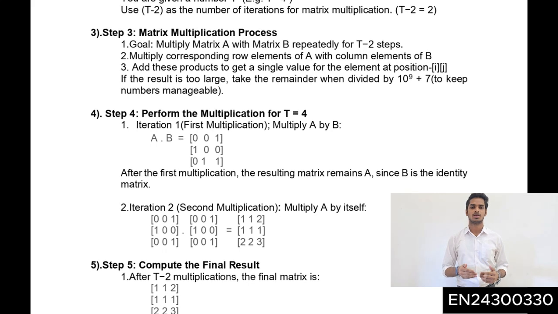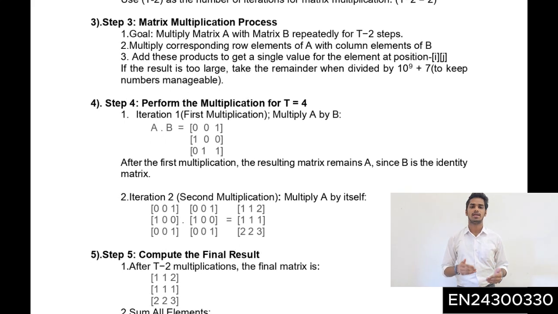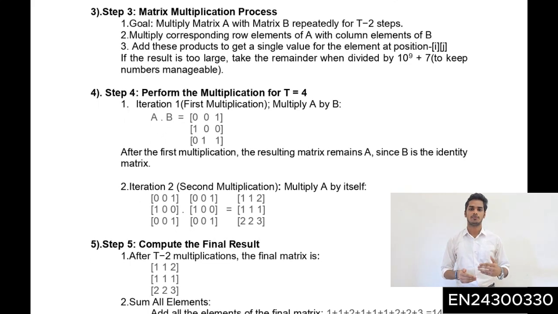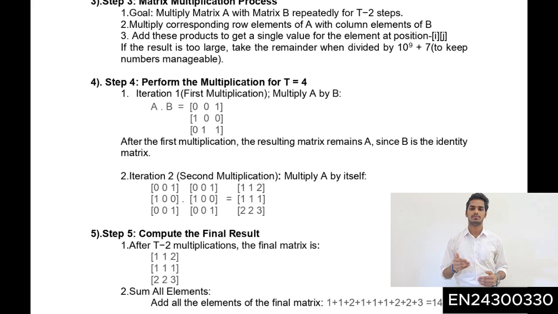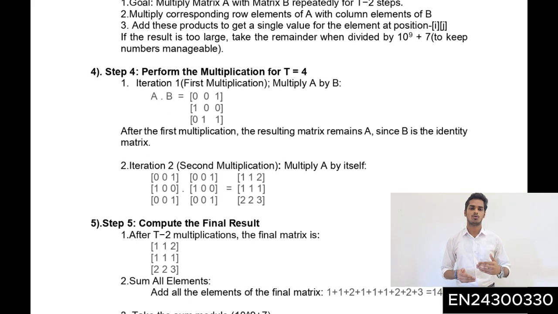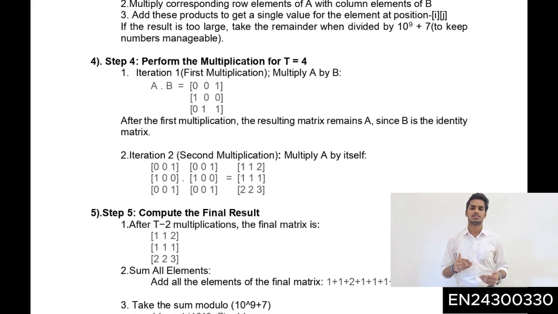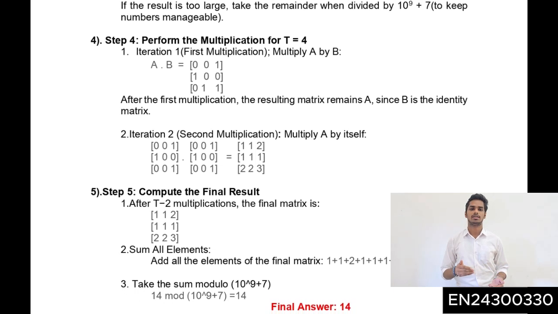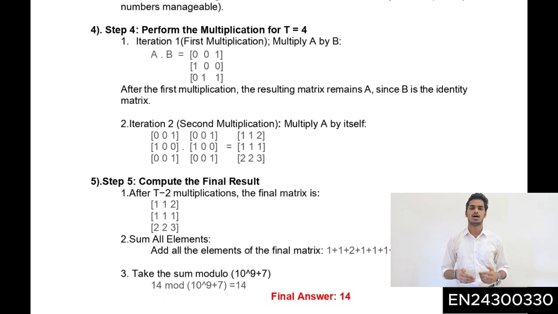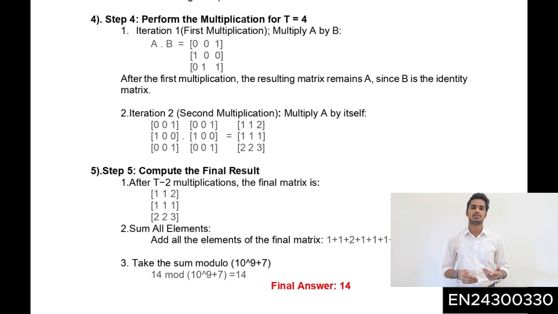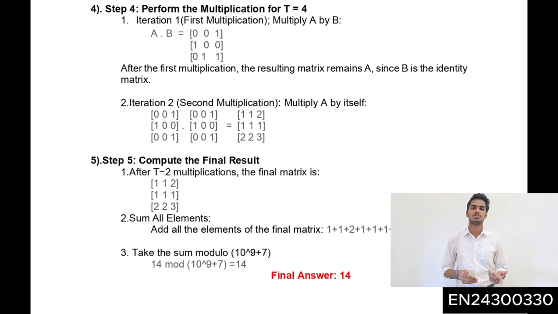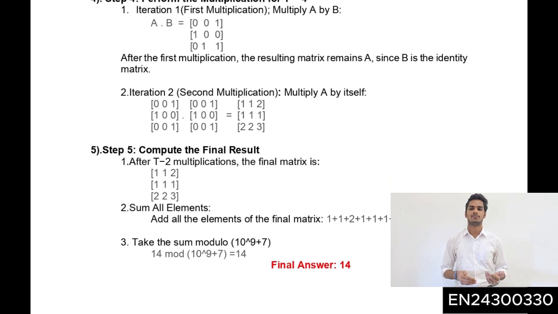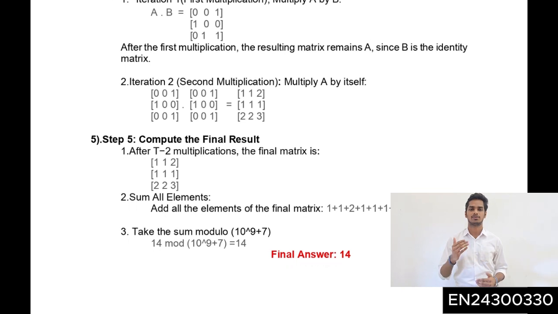In step 4, now you need to multiply A with itself. After that you get a 3 by 3 matrix, and now sum all the elements. It means sum 1, 1, 2, 1, 1, 2, 2 and 3, and you will get 14. After that, apply the modulo operation. We use it to prevent numbers from growing too large. And finally, you can get 14 as the final answer.